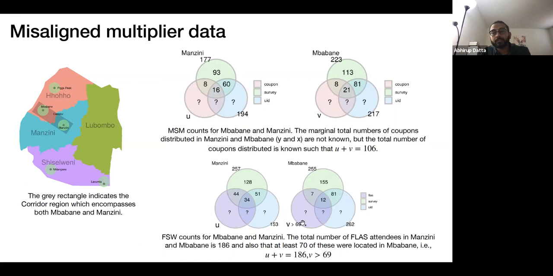at least 70 of them went to the clinic in Babane. So we have the constraints that u plus v is 186 and v is greater than 69. So there are further constraints in the model that are caused due to the misalignment. There are additional unknowns as well as further constraints.